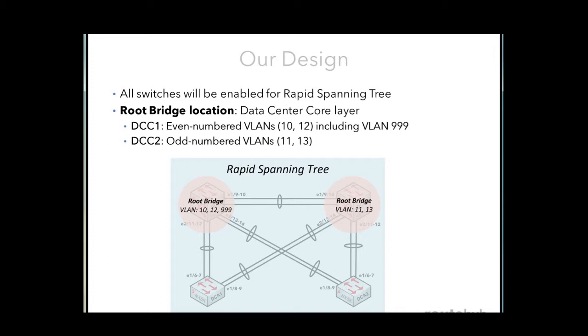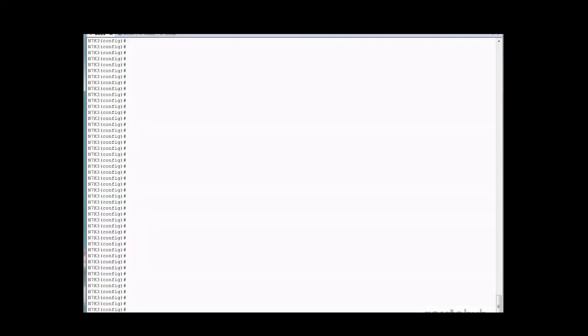DC2 will be the root bridge for all odd numbered production VLANs, which would be 11 and 13. Doing this will force different forwarding and blocking ports, making all of our interfaces available for data traffic. So these are the details for how we will be configuring and testing spanning tree within our data center environment. Let's start our spanning tree configuration on the network.